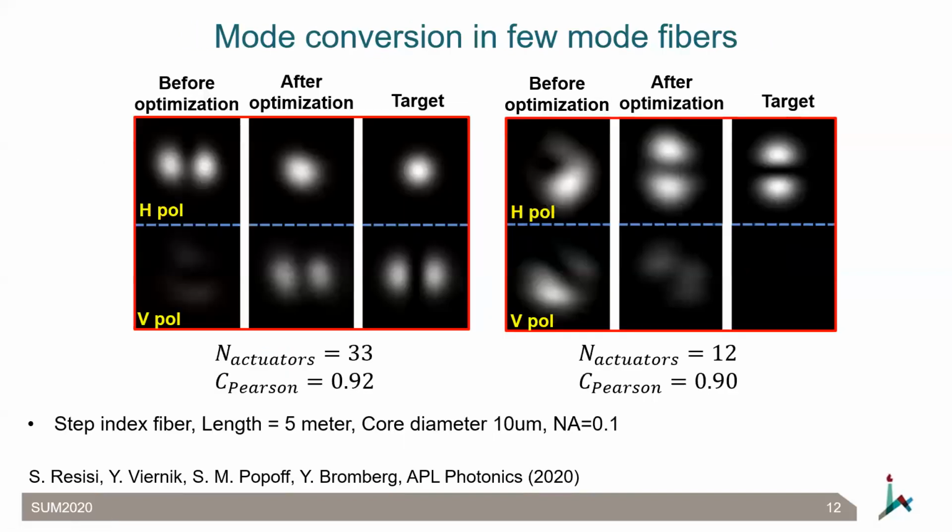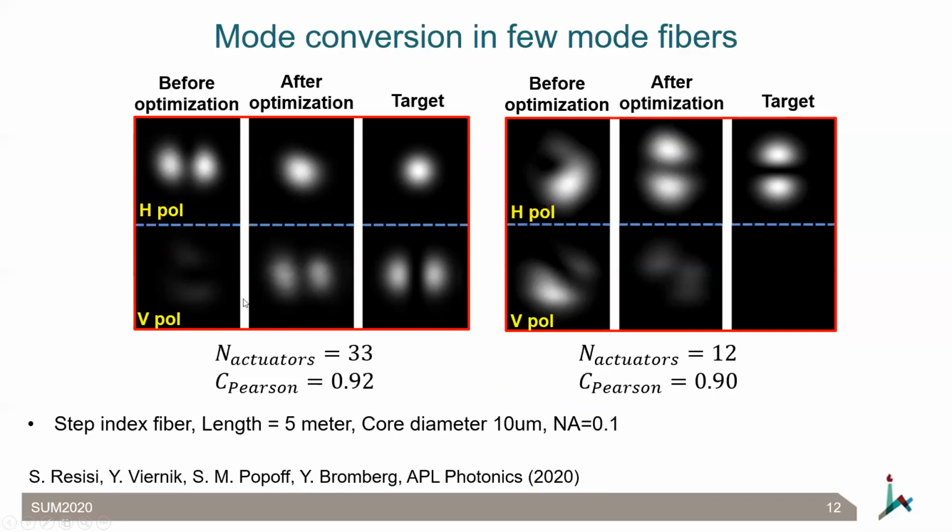Okay, next, we tried another task. Instead of focusing the light at the output facet of the fiber, we wanted to demonstrate mode conversion in a few mode fiber. So we took a fiber with a smaller core than before. Here it's just a core diameter of 10 microns and an NA of 0.1. So the fiber supports just a few modes.